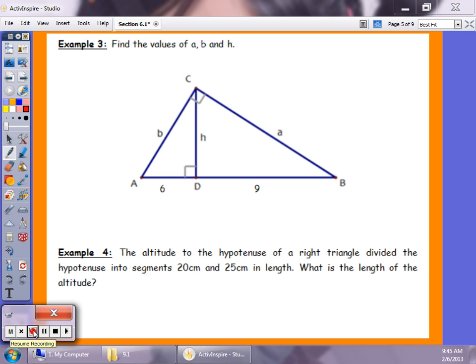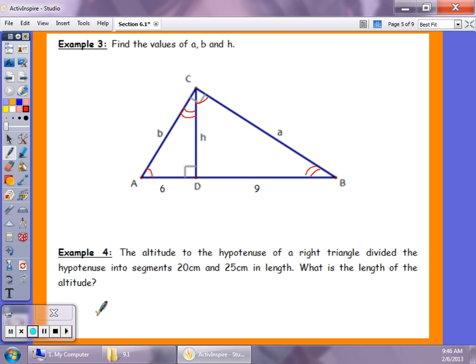Let's use the following corollary to solve example 3. We're going to find the values of a, b, and h. So we're going to go ahead and just remark again. We call this one tick mark, two tick marks. This one had the two tick marks here, and then this has the one tick mark, just so we can mark our similarity. The first thing we're going to want to do is find h.